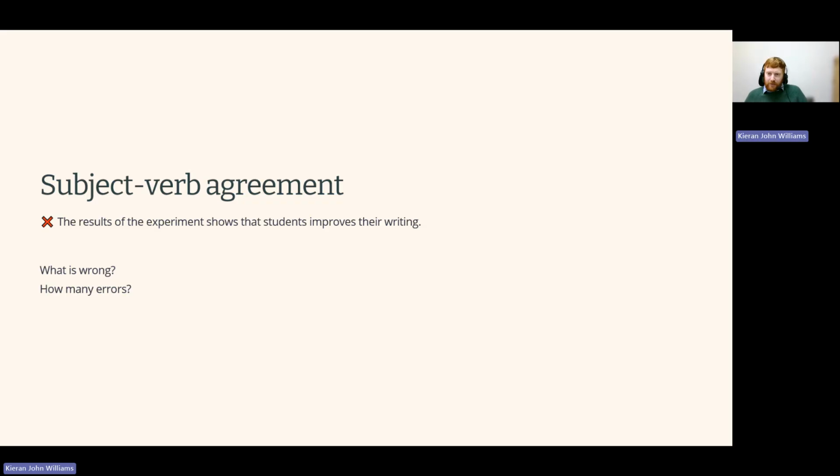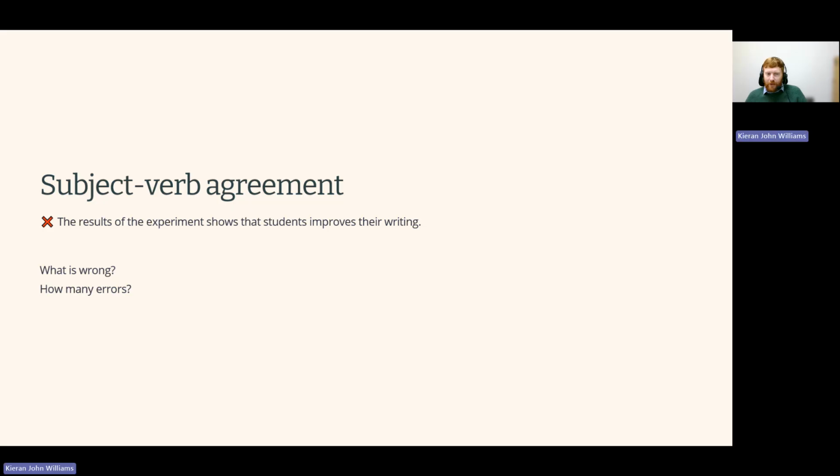So in this sentence here, we have: the results of the experiment shows that students improves their writing. Now, the eagle-eyed viewer here may notice that there is a mistake or multiple mistakes here. And what are they? Okay, well, we can see that the subject, results, is plural here. So the verb should be show.